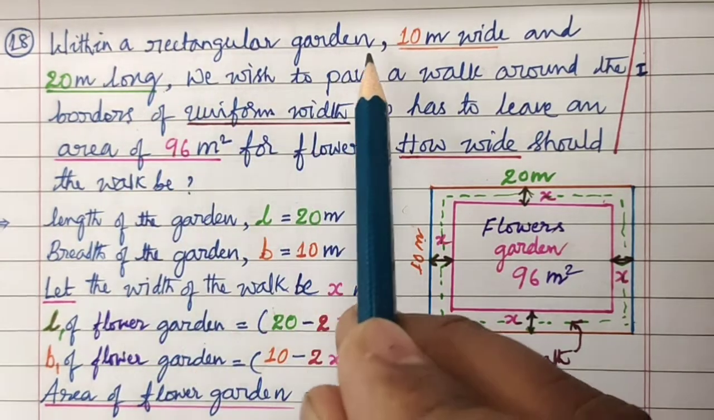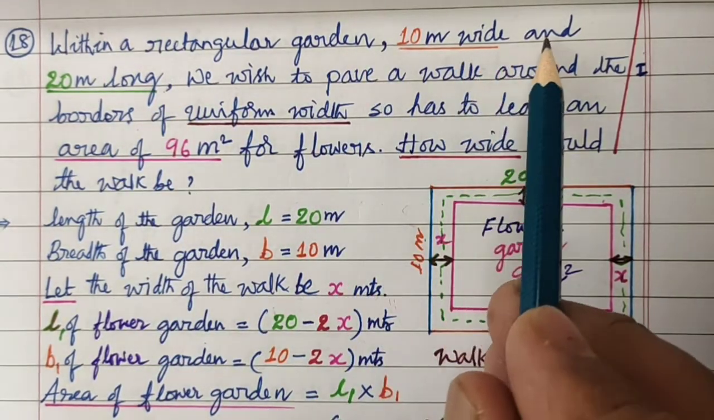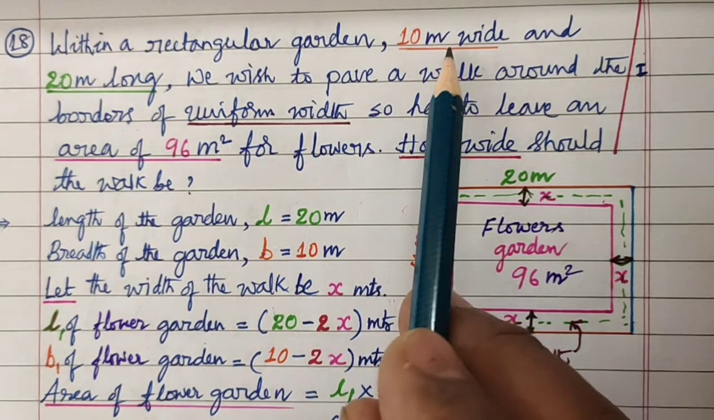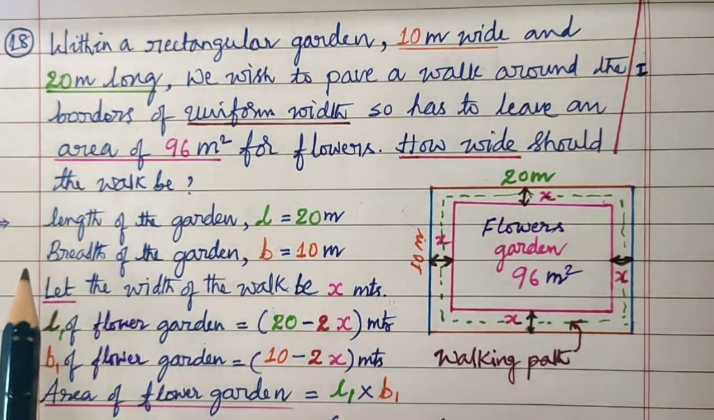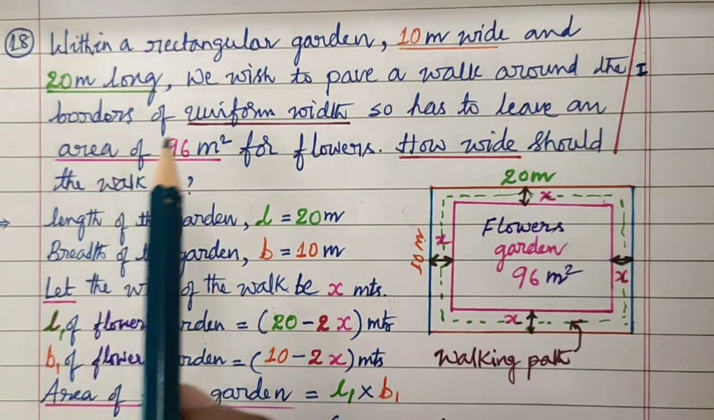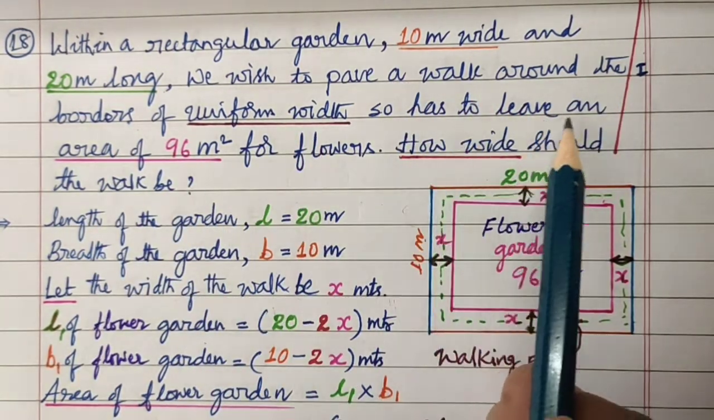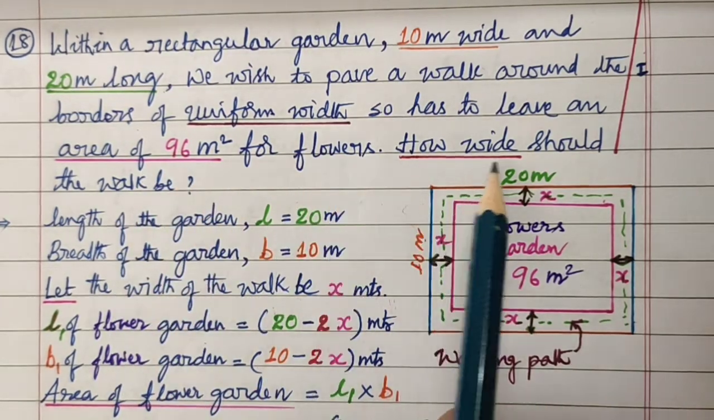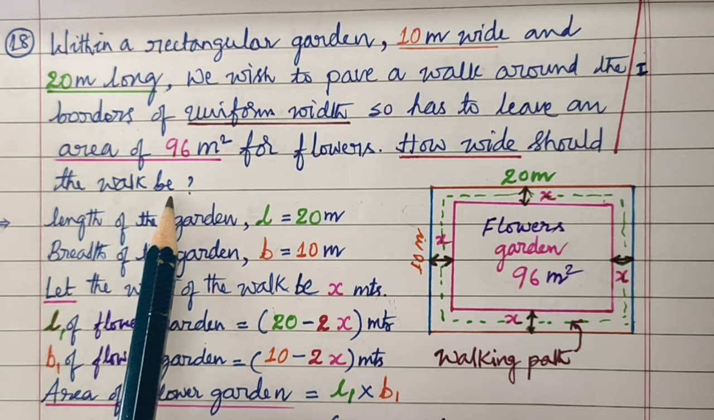Within a rectangular garden 10 meters wide and 20 meters long, these are the dimensions of the rectangular garden. We wish to pave a walk around the borders of uniform width, so as to leave an area of 96 square meters for flowers. How wide should the walk be? We need to find out the width of the walking path.